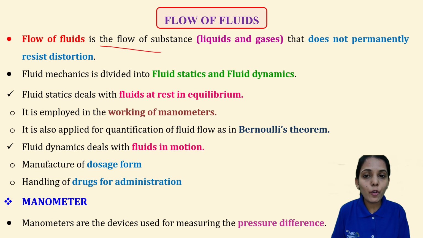Flow of fluids is the flow of a substance, which can be liquid or gas, that does not permanently resist distortion. Whatever distortion happens will not be permanent, only temporary. For example, a solid will lead to permanent distortion or disruption of its structure, but not liquids and gases. Fluid mechanics is divided into two types: fluid statics and fluid dynamics.